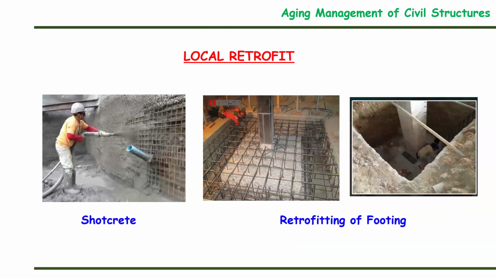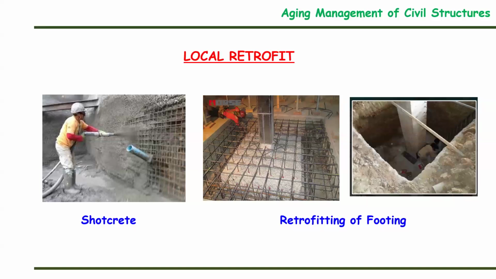Now, another example I have shown for local retrofit is shotcrete. Basically, there is one RCC shear wall, and if I want to increase the thickness of that existing wall, how can I do it? I can put another layer of reinforcement over it, properly embedded with the existing one, and then go for shotcreting to increase the thickness of the existing shear wall.